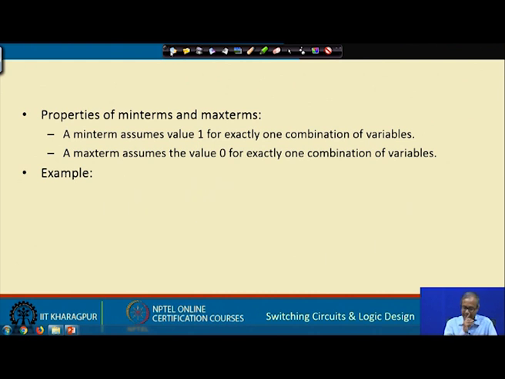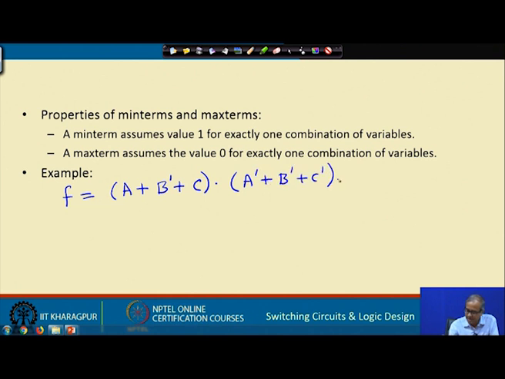Similarly, for a max term, the condition is slightly different. Again, take a function of 3 variables. I am writing it in terms of max terms. Let us say one max term is a plus b bar plus c, another is a bar plus b bar plus c bar, and another is a plus b plus c. So, there are 3 max terms.